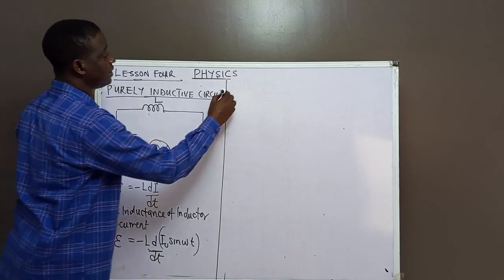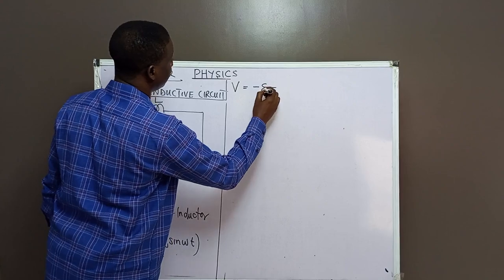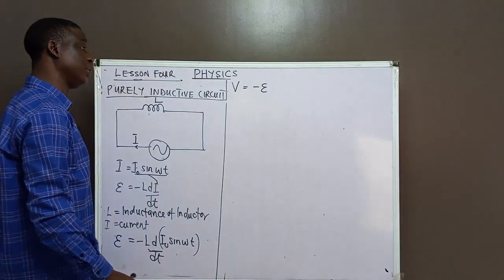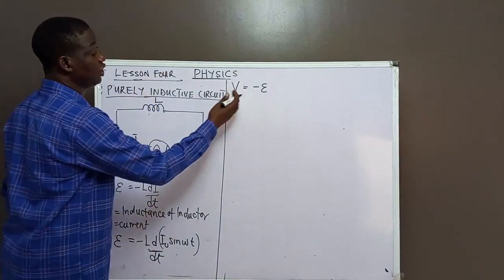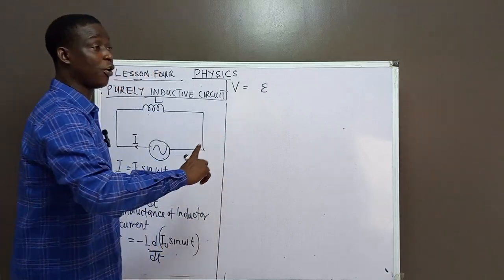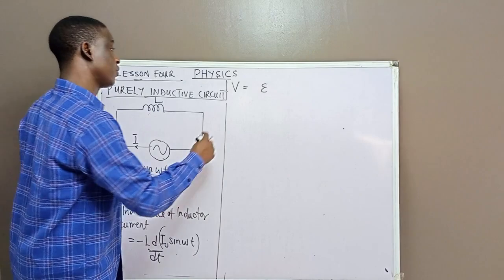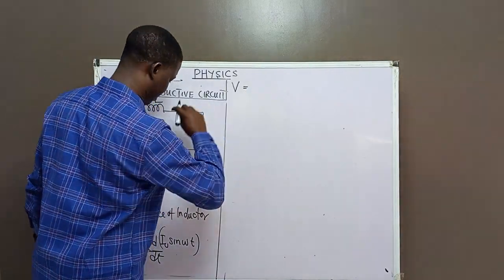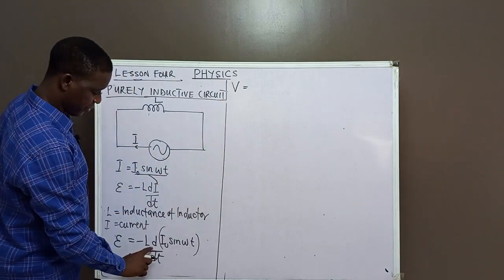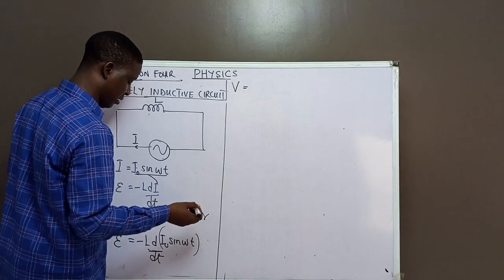Now, don't forget that the voltage is also equal to the back EMF, which is minus V. The minus sign is only showing that it is set up in the opposite direction. That means when current flows clockwise, the EMF moves anticlockwise. So we just remove the minus sign and make it V.